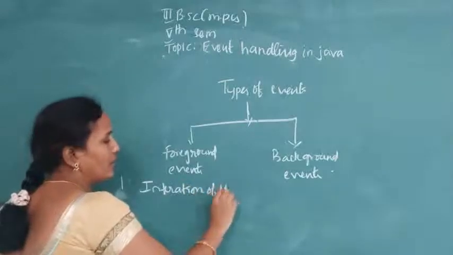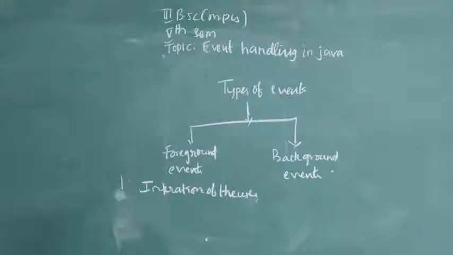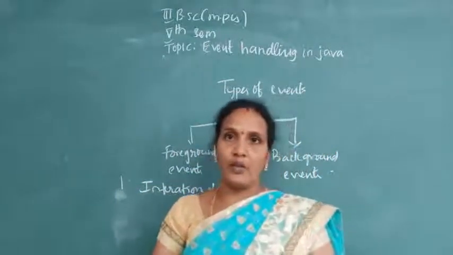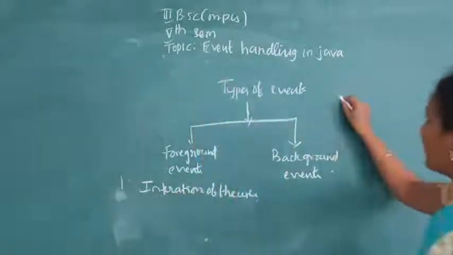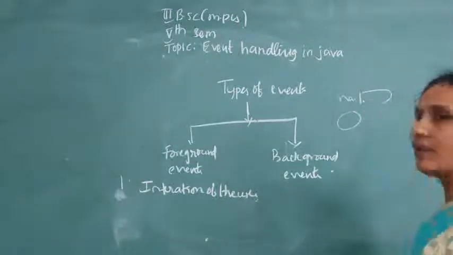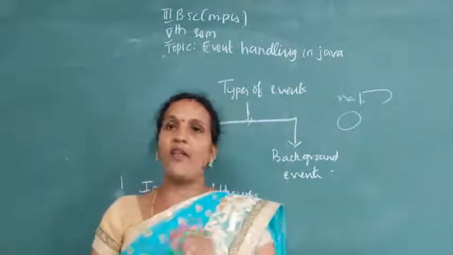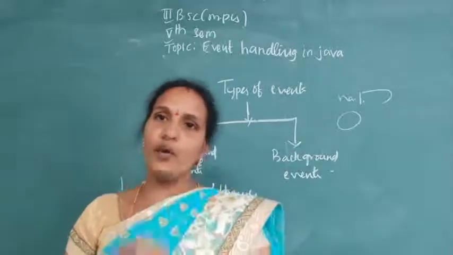Interaction of the user. Understand? So foreground events are mainly generated when the user interacts, like clicking on the form. So foreground events require user interaction. Like if the user is clicking on the form, entering, for example, the name of the student, entering the data, or clicking on a button. Here the user is directly performing some action on the graphical user interface. Such types of events are called foreground events.